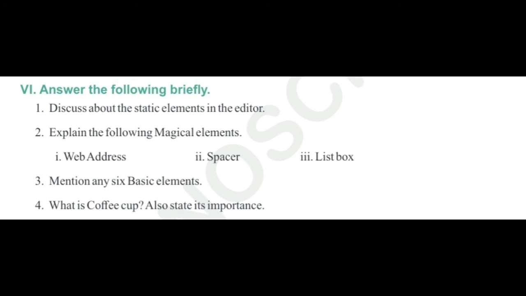Next one, answer the following briefly. For this Roman you need not write in CW, but you have to mark the answers where they are in the textbook. Discuss the static elements in the editor. Okay, just look at the page on static elements. Under the static element category, what are the elements we can see? Just look. Explain the following elements: web address, space, list box. I hope it will be useful for you when you work with the HTML editor. You can get good knowledge of all the other tools in the CoffeeCup HTML editor.